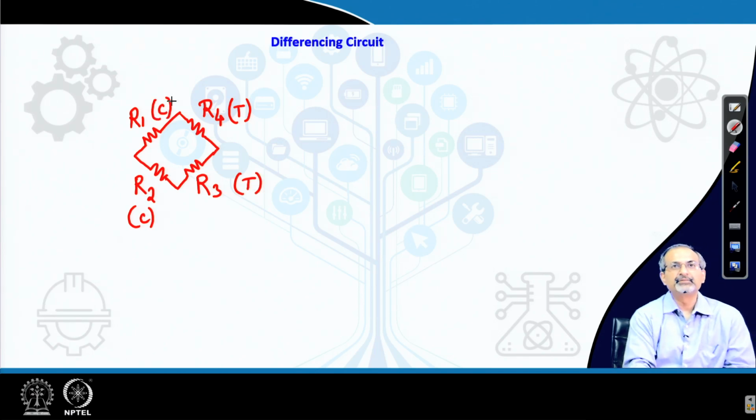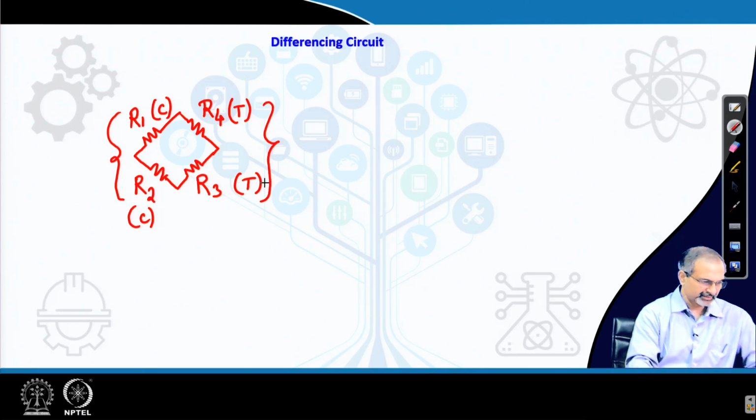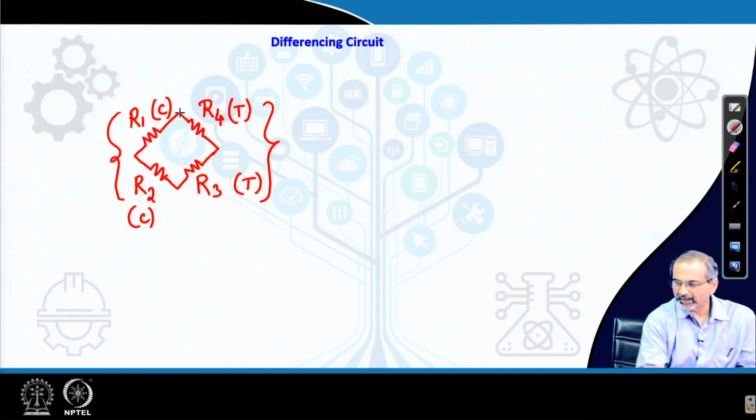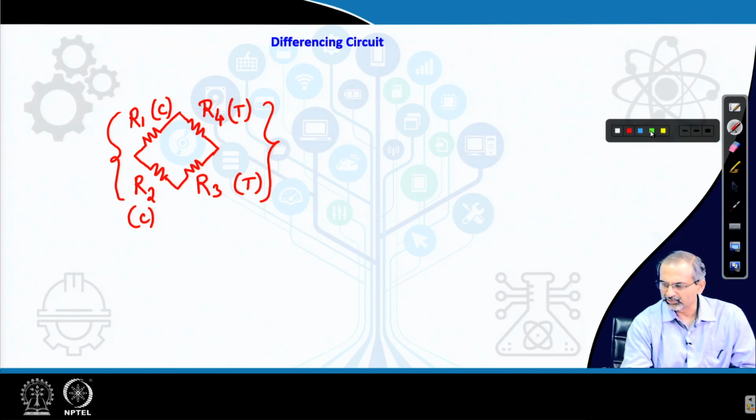So, you see in the previous one R1 and R2 were opposite to each other. Now, they have come adjacent to each other. They are still under compression. R3, R4 they are still under tension like they were in the previous case, but their locations have been changed. That is the main difference that you notice over here.